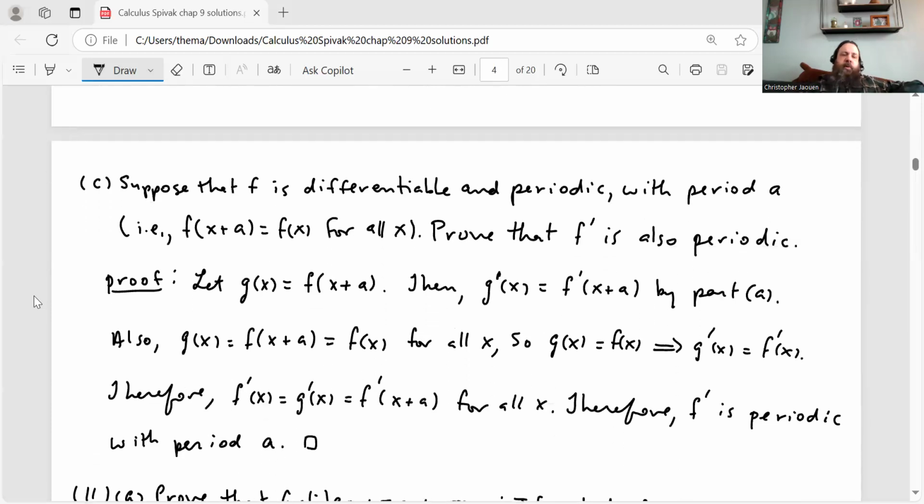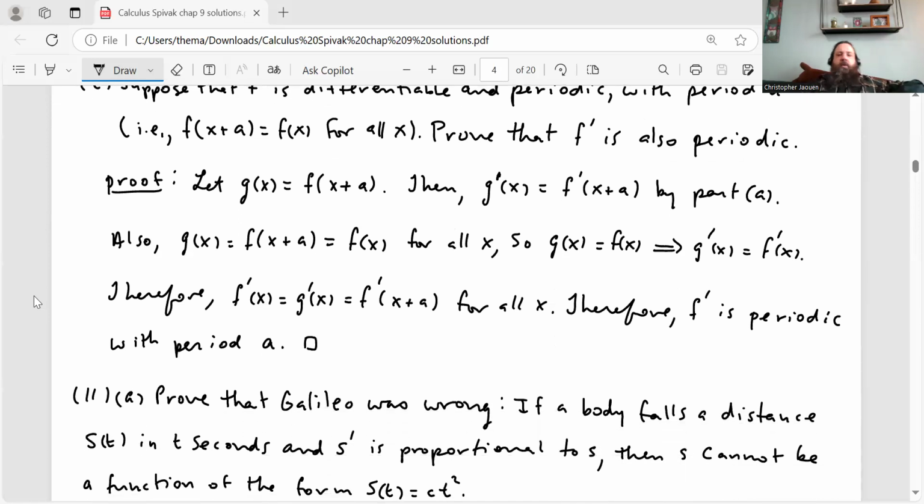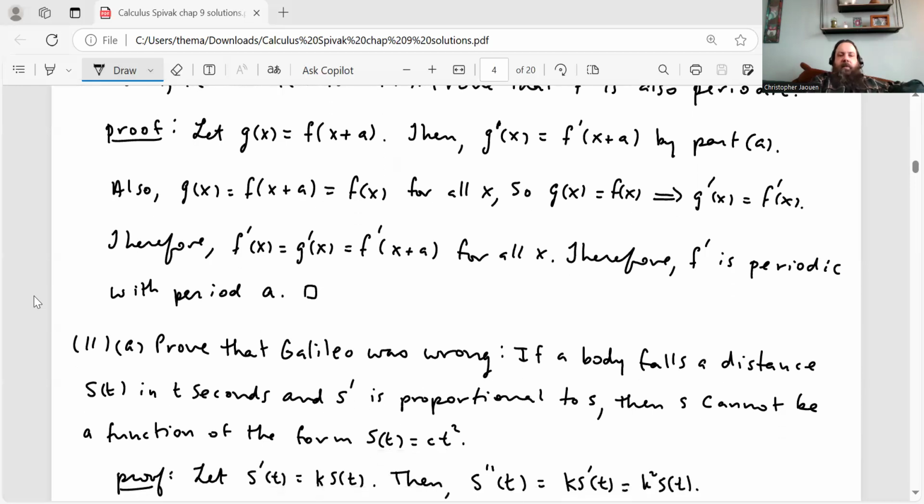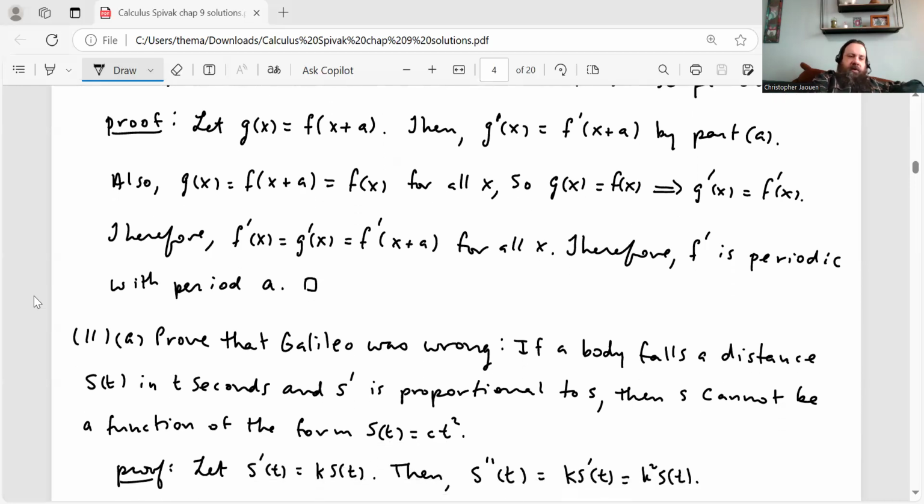All right, part C says, suppose that f is differentiable and periodic with period a, or in other words, f of x plus a equals f of x for all x. Prove that f prime is also periodic. So we'll let g of x equal f of x plus a. Then g prime of x equals f prime of x plus a by part A. Also, g of x equals f of x plus a, which is equal to f of x because f is periodic, for all x. So g of x equals f of x implies g prime of x equals f prime of x. Therefore, f prime of x equals g prime of x equals f prime of x plus a for all x. Therefore, f prime is periodic with period a.